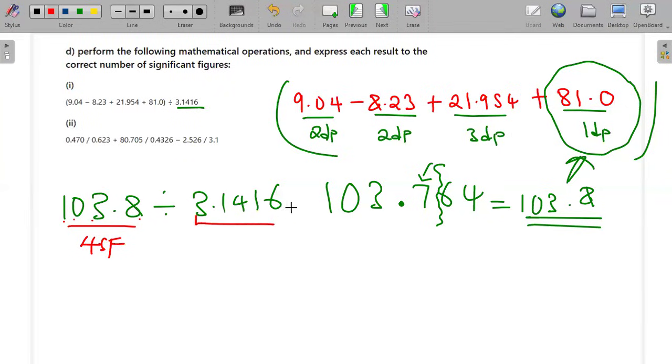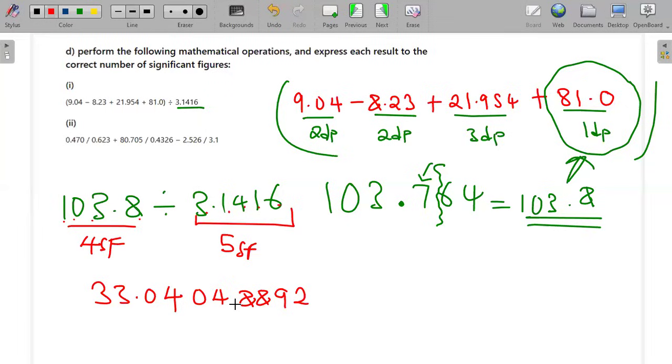When I look at this guy here, how many significant figures? 1, 2, 3, 4, 5. So 5 significant figures. So it means the answer should have 4 significant figures. So punch this first of all on your calculator. So 103.8 divided by 3.1416. That will give me 3.04048892. Okay, that's the answer that I get.